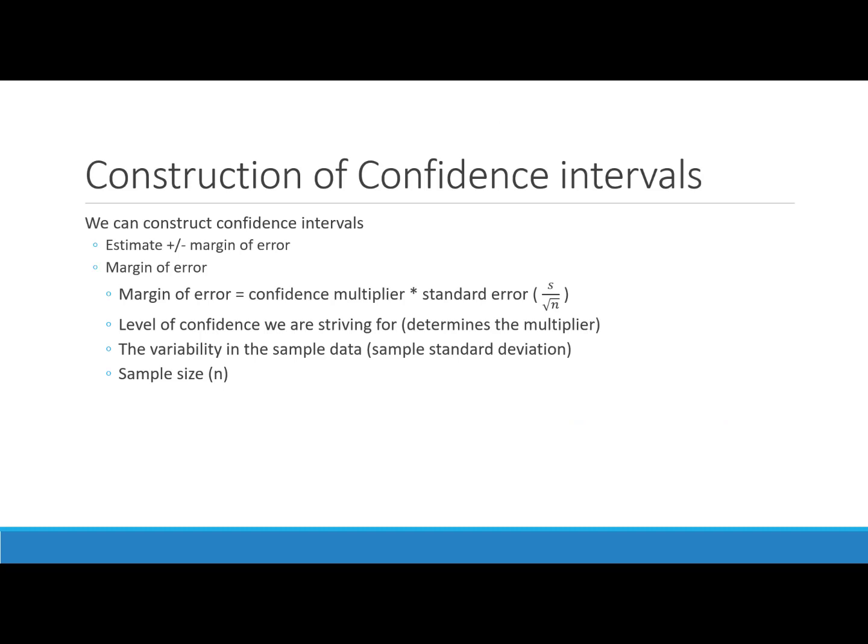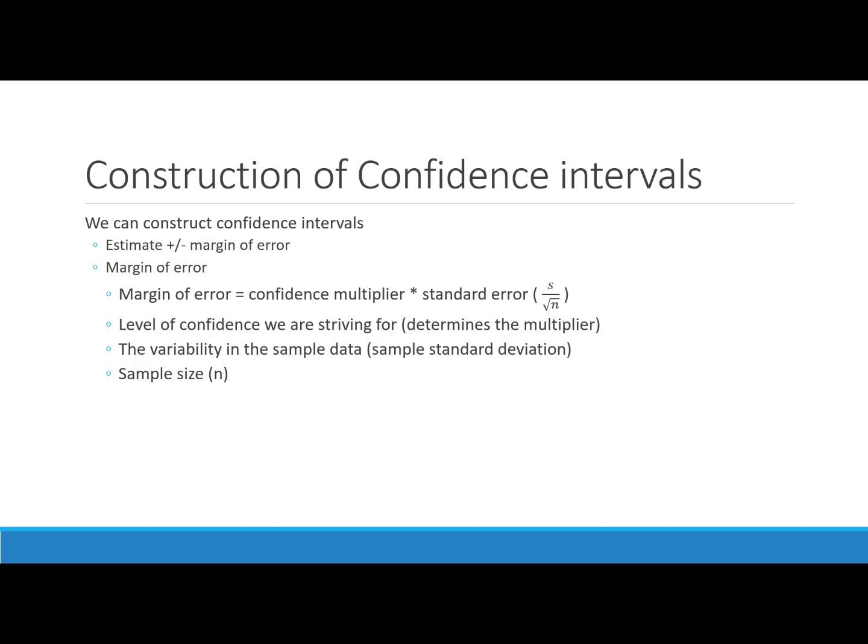So we can construct confidence intervals in a general sense, that is the estimate plus or minus the margin of error. In our case, when we're interested in a confidence interval for the population mean, the estimate is the x bar, and the margin of error equals the confidence multiplier times the standard error. Right, so the confidence multiplier will either be a z or t multiplier, depending on if we know the population standard deviation, times the standard error.